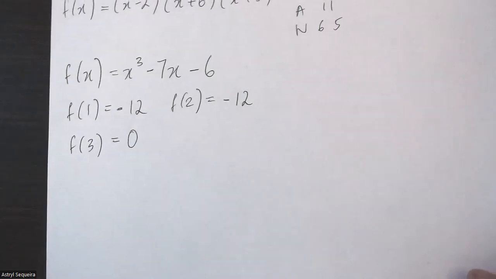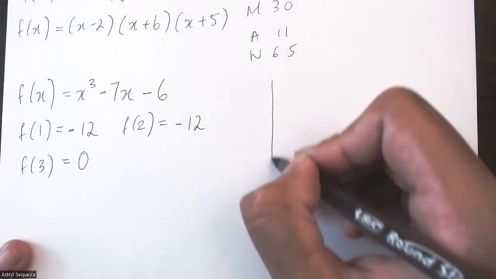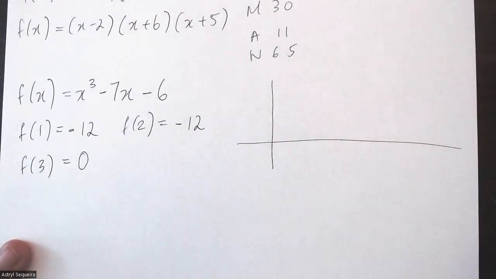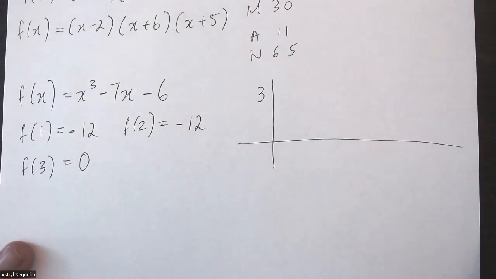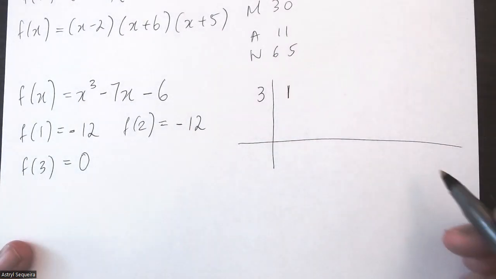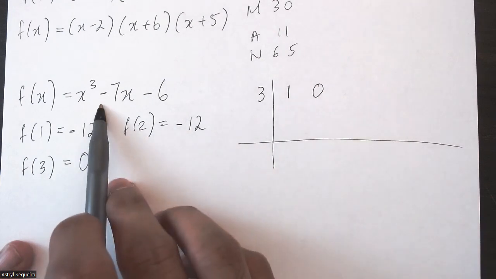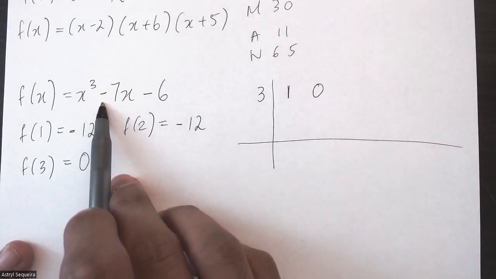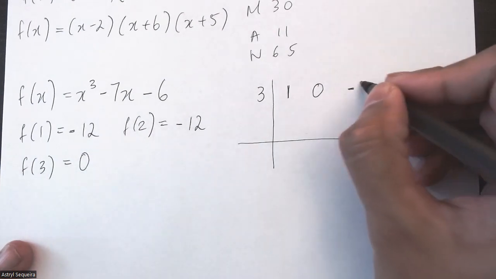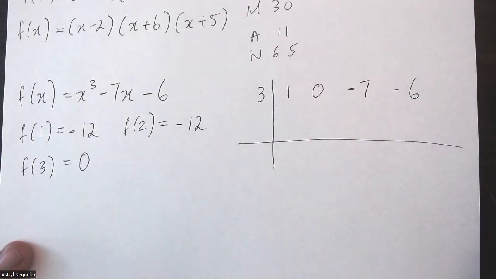So I know that x minus 3 is going to be a perfect factor here. I'm going to do my synthetic division again. Got 3 out here, my factor. And then over here, my coefficients. So 1 for the x cubed. Then you have to put the 0 for the x squared because the coefficient of x squared is 0. And if you skip that, you will not get the right solution. Then you have negative 7 and negative 6.